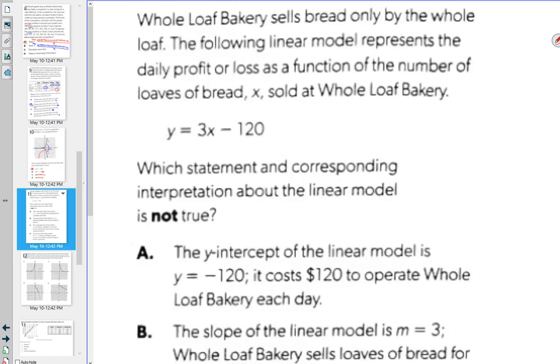Whole Loaf Bakery sells bread only by the whole loaf. The following linear model represents the daily profit or loss as a function of the number of loaves of bread sold at the Whole Loaf Bakery. Which statement and corresponding interpretation is not true? So let's see. Y is profit or loss, and if you end up with a negative, that means it's a loss. It's a function of the number of loaves of bread. X is the number of loaves of bread sold.